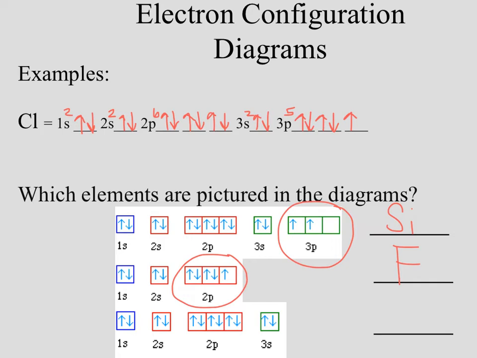In our last example, we look here, 3s2, third energy level or row down, second one over, and that is magnesium. Adding up the number of arrows, 2, 4, 6, 8, 10, 12. Magnesium's number 12 on the periodic table.